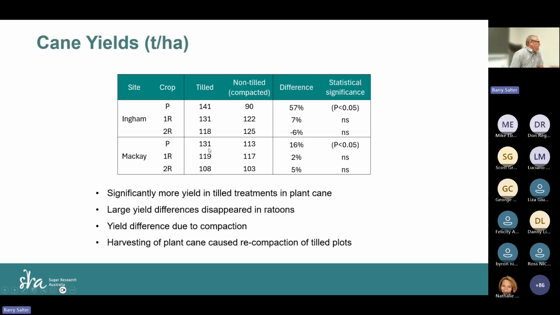And interestingly enough, in Mackay, we basically got the exact same result. The difference wasn't quite as big, 131 tonnes versus 113 in a plant cane, which was only a 16% difference or 16% loss because of compaction. But the same thing happened in the returns. And so again, we thought, well, the compaction has been reintroduced by the harvesting of that plant crop.